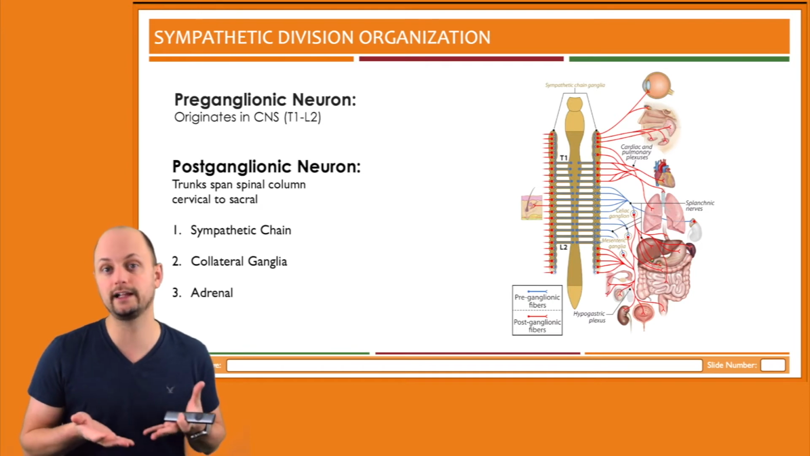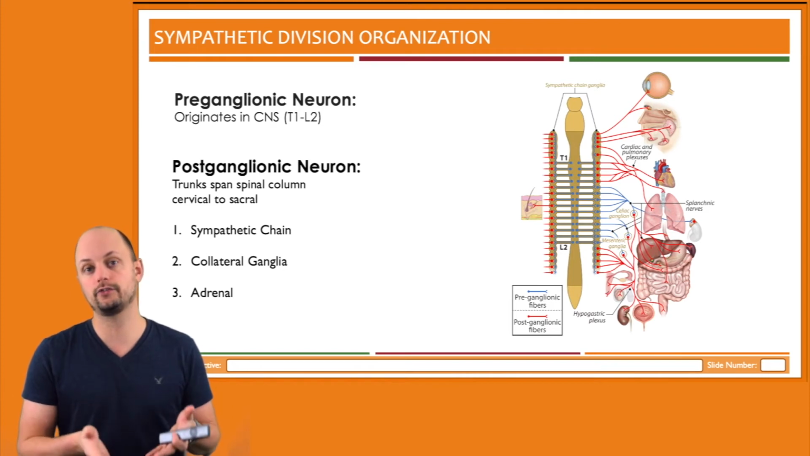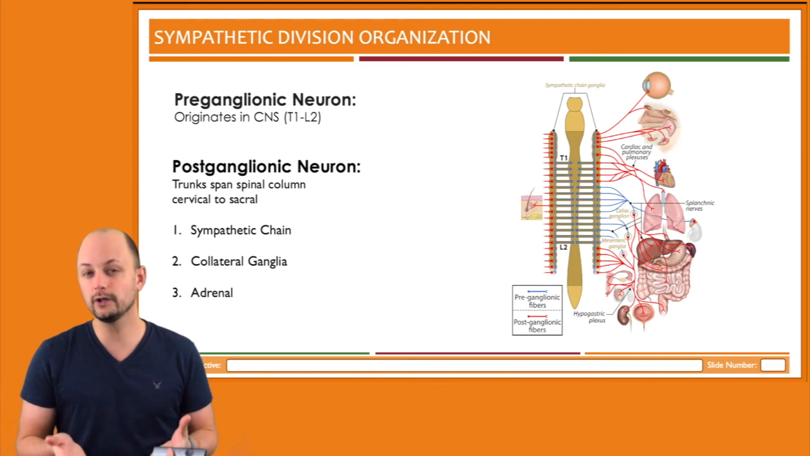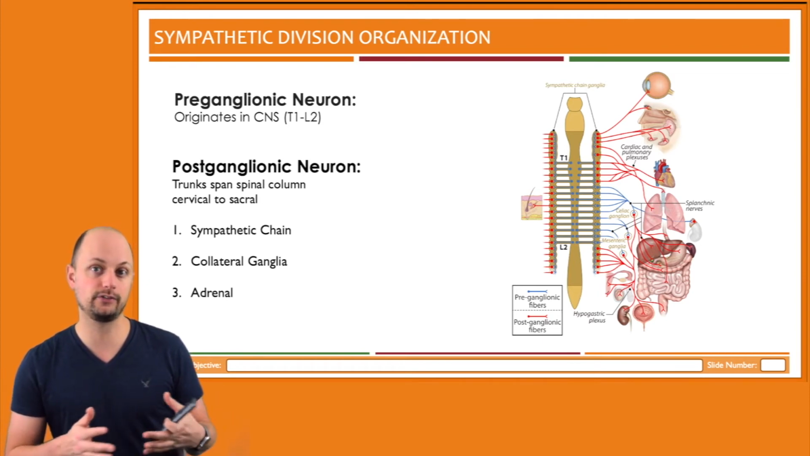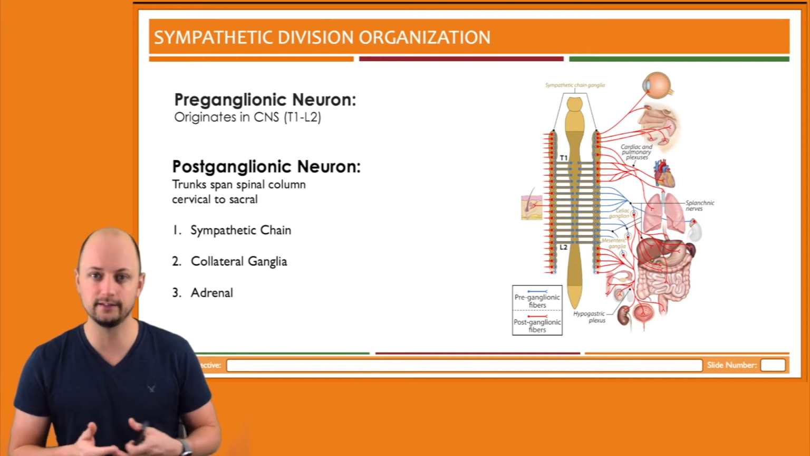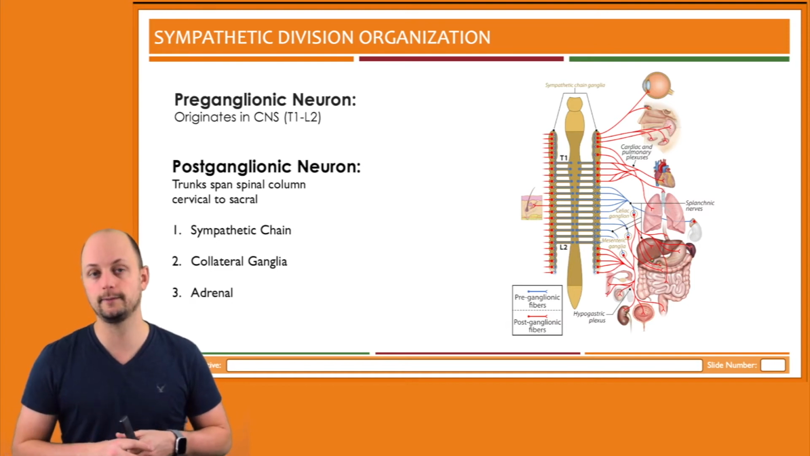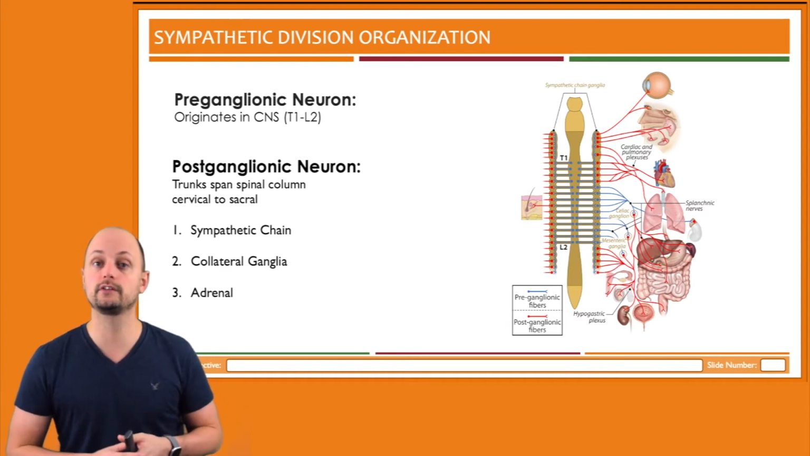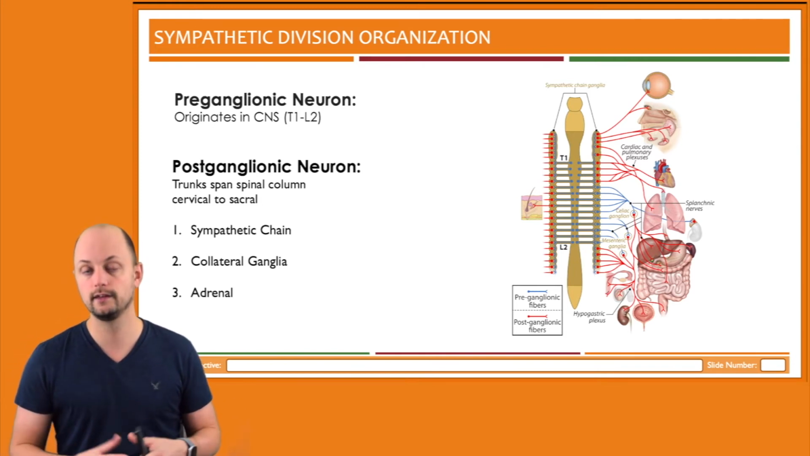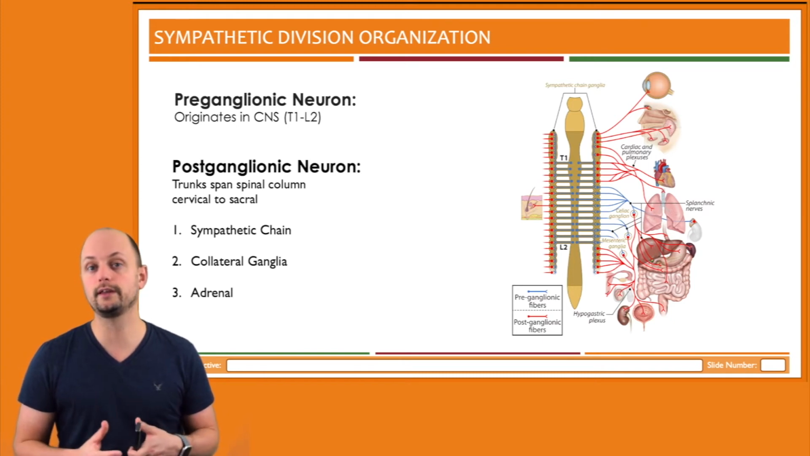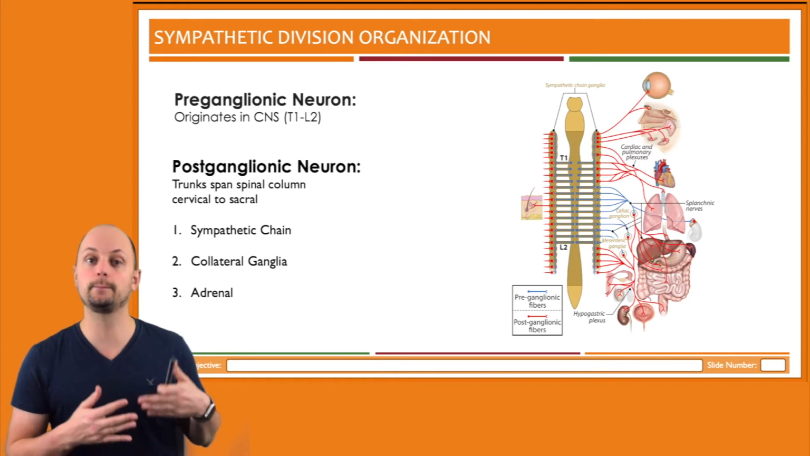In terms of the postganglionic features, here in the sympathetic division, there are three postganglionic structures that I want you to be familiar with. You really only have to be familiar with them in name, because you're not going to have to match up any structure with the target tissues that it controls or anything like that. But I do want you to know the components of the sympathetic nervous system. So in terms of the ganglia, the components are the sympathetic chain ganglia, the collateral ganglia, and the adrenal glands.